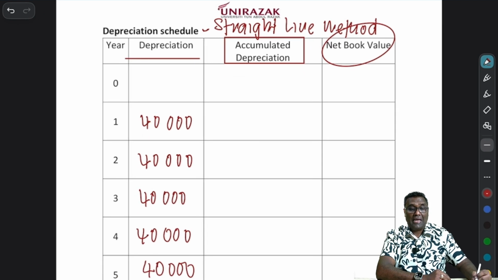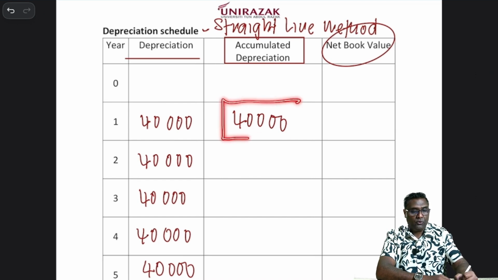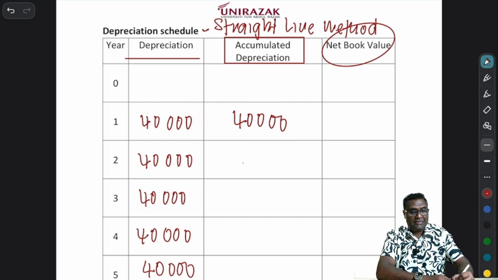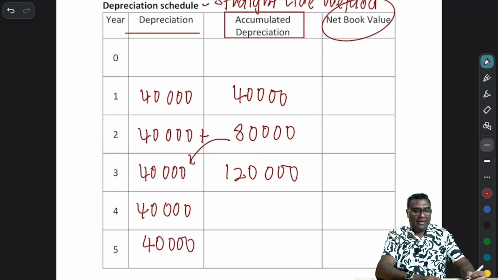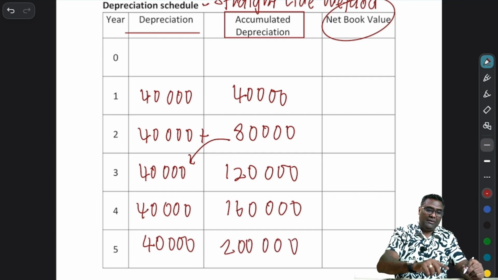Now, how do I find accumulated? The first year, it is 40,000. The following year, this is what I do. I take 40 and I plus with the 40 here, which is going to give me 80,000. So this is 80,000. And I do the same thing. I plus, which is going to give me 120,000. And I do the same thing for the whole thing here until I get for the 5 years, because they want me to do it for 5 years. So I did it for the 5 years.